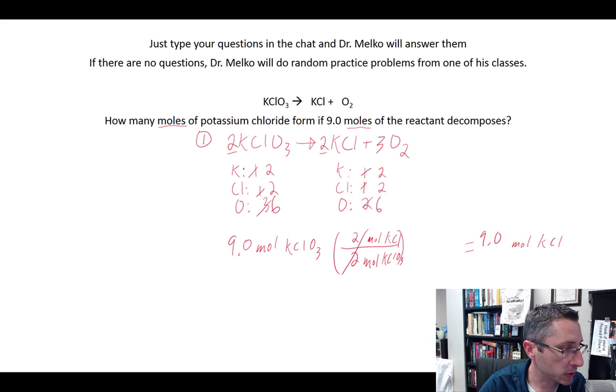So the correct answer should have been 9, which I believe was option 2. So I'll give you 5 bonus points for that. Remember, bonus points don't count towards your grade. Disclaimer.